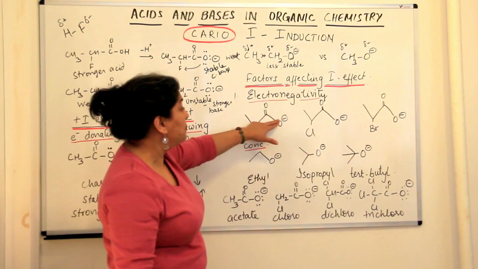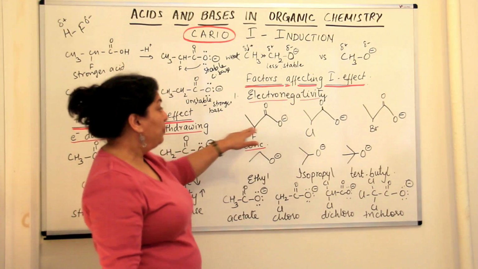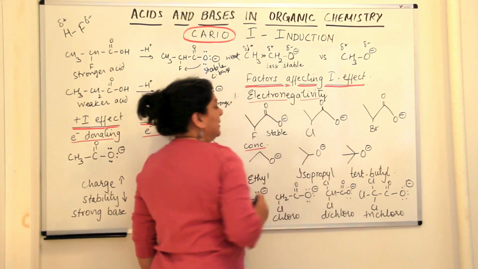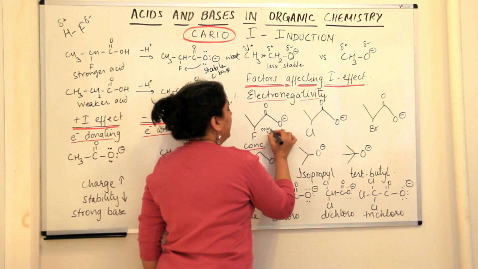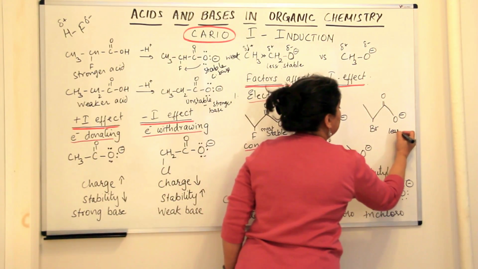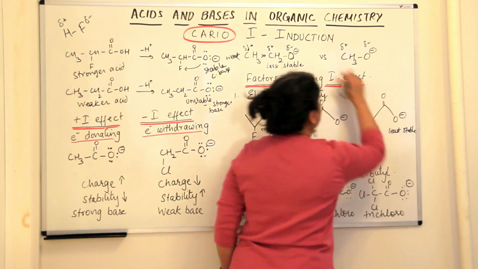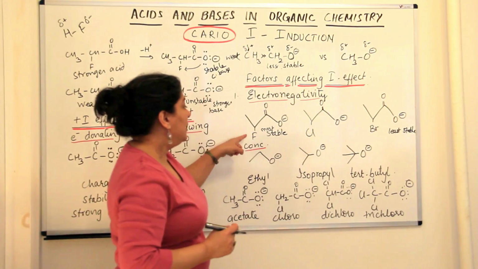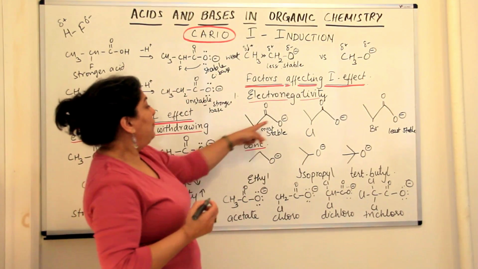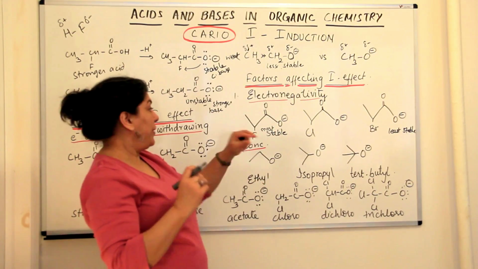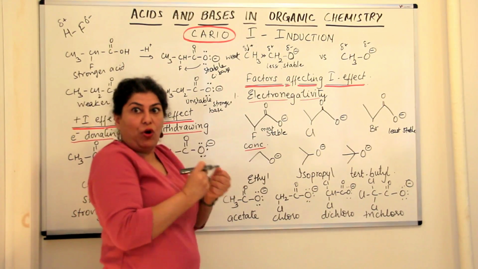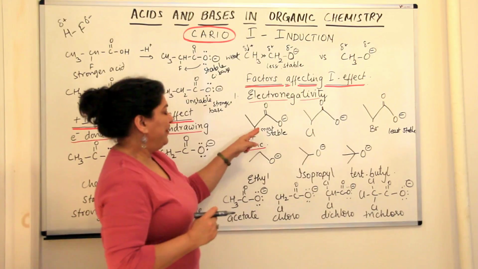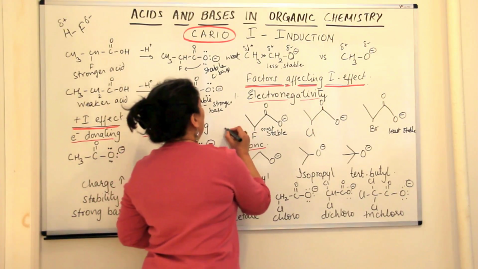Minus I effect means it is pulling the electrons towards itself. If it is pulling the electrons towards itself, it is making it more stable. This would be the most stable ion. And this would be the least stable. Do you understand? Here we were discussing plus I effect, so the effect was opposite. But in this example, the fluorine, which is an electron withdrawing group, will diminish the negative charge, or rather it would make it more stable by holding on to the electrons, and therefore this would be the most stable. If this is most stable, this is the most acidic.